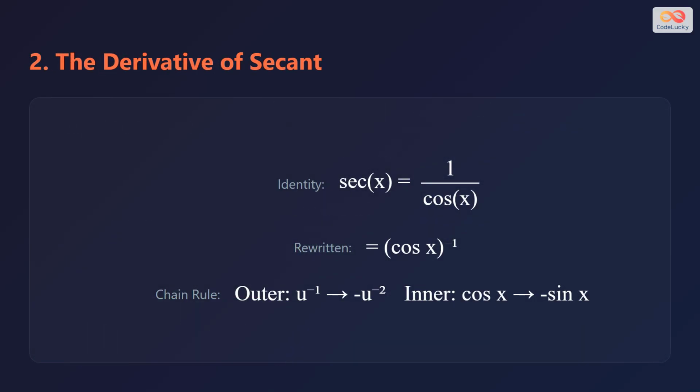Next up is the secant of x. We can rewrite secant as 1 over cosine of x. You could use the quotient rule here, but it is often faster to think of this as cosine of x to the power of negative 1 and use the chain rule. Our outer function is the power of negative 1, and our inner function is cosine.